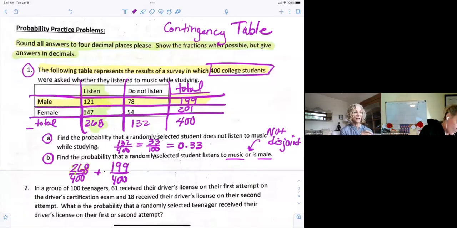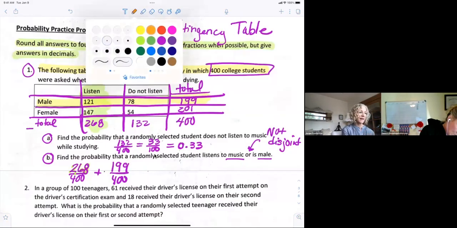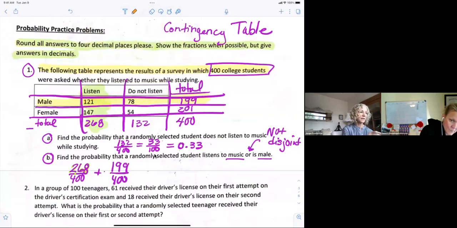Do you see that I just counted the students that are male and listen to music twice? Because I did that, I want to subtract off where I overlapped and counted those students twice. So I'm going to subtract off 121 out of 400. That's what happens when you're trying to find probabilities where the events are not disjoint: you have to subtract off where they overlap.